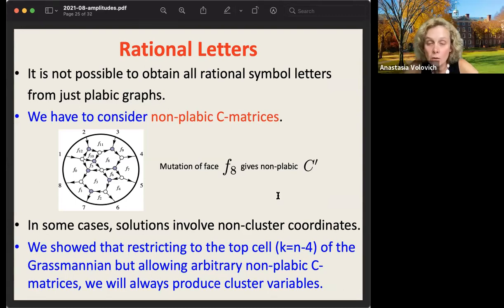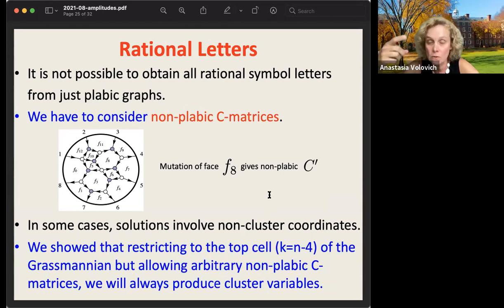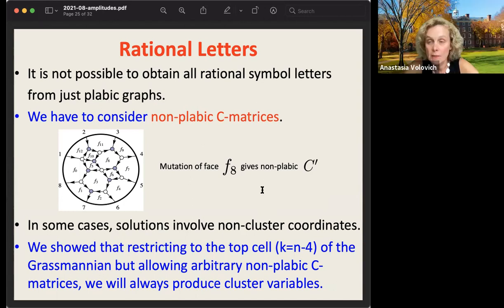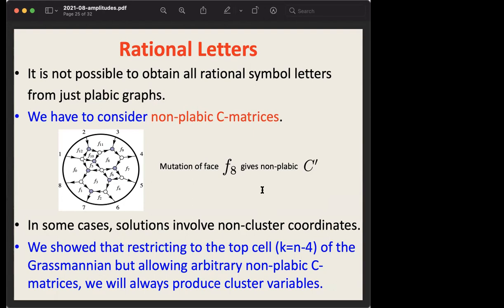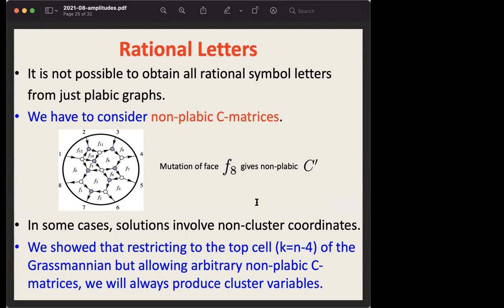Okay, I don't think we checked this. We have this way of getting rid of non-cluster variables by restricting to the top cell. That we have. It produces cluster variables, yeah. But all the cluster variables? All the ones we want? Yeah, all the ones. But we have to allow for non-Flabby. Okay, good. And then, okay, great, thank you.